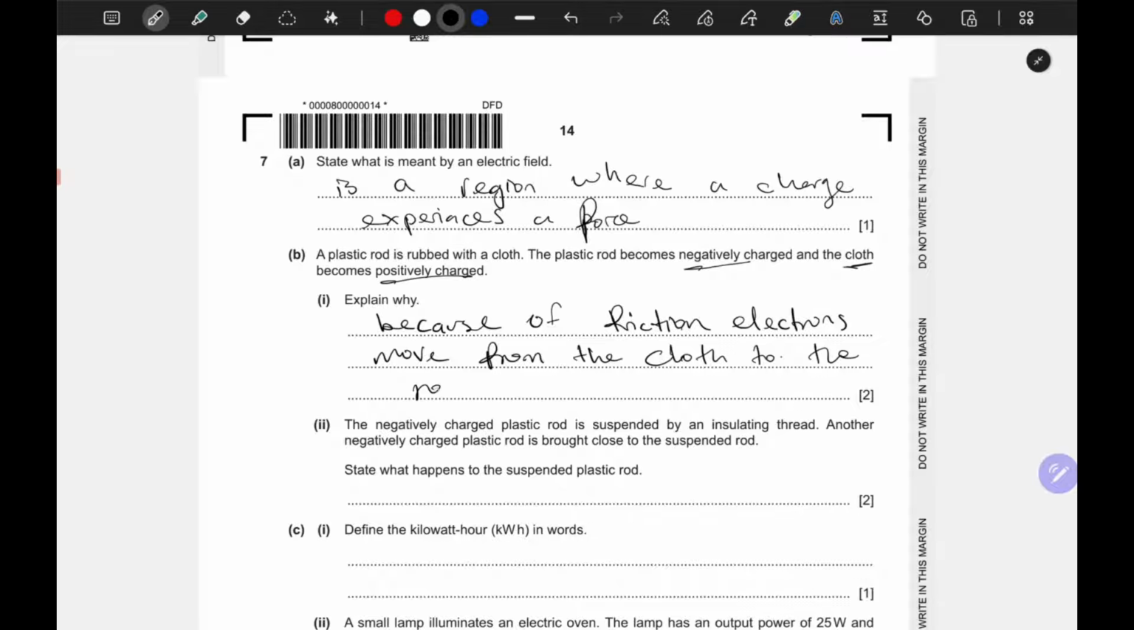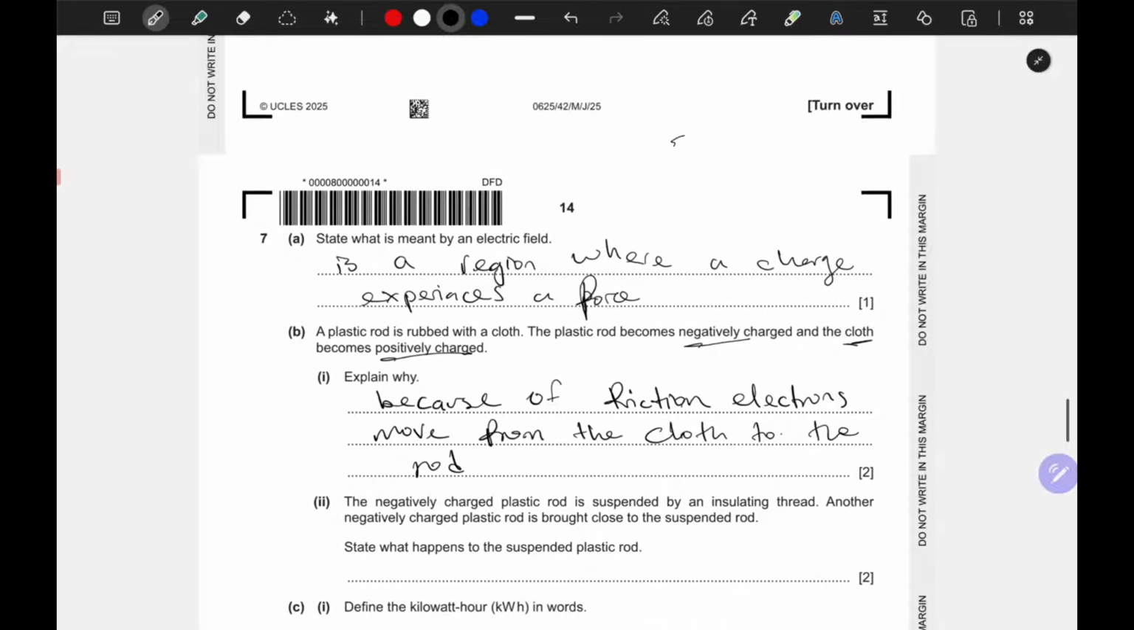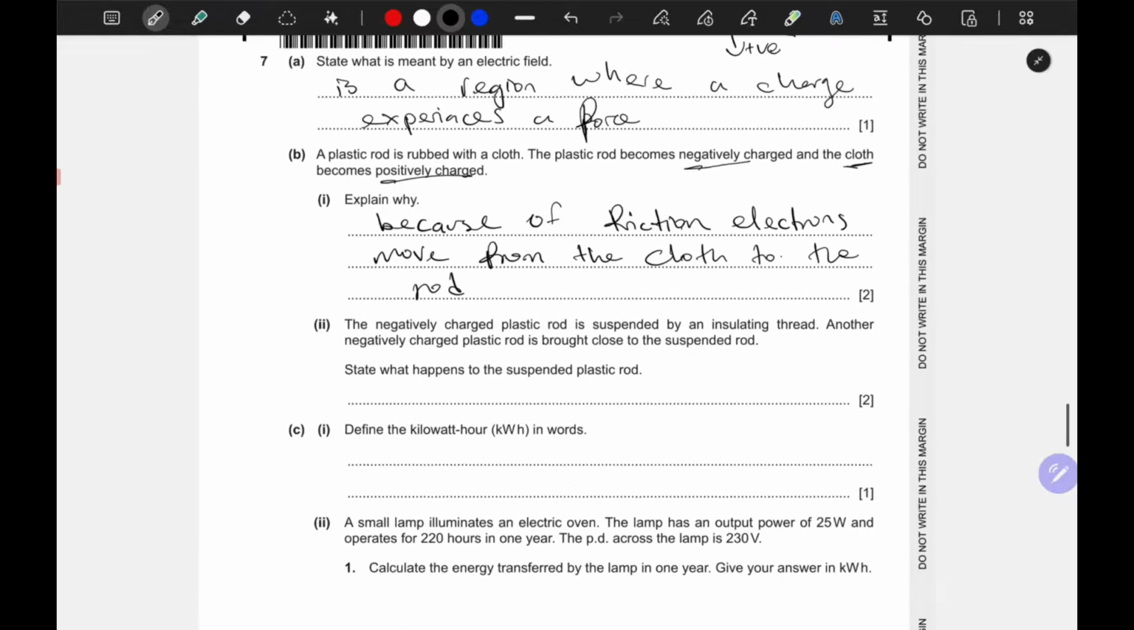So in a diagram, maybe we have the cloth over here, then we have the rod. There's an equal number of charges in both. When they're rubbing each other, the electron moves here. So now there is only one negative maybe, and then there are two more negative charges. So this is negatively charged. This becomes positively charged because there are more positive particles.